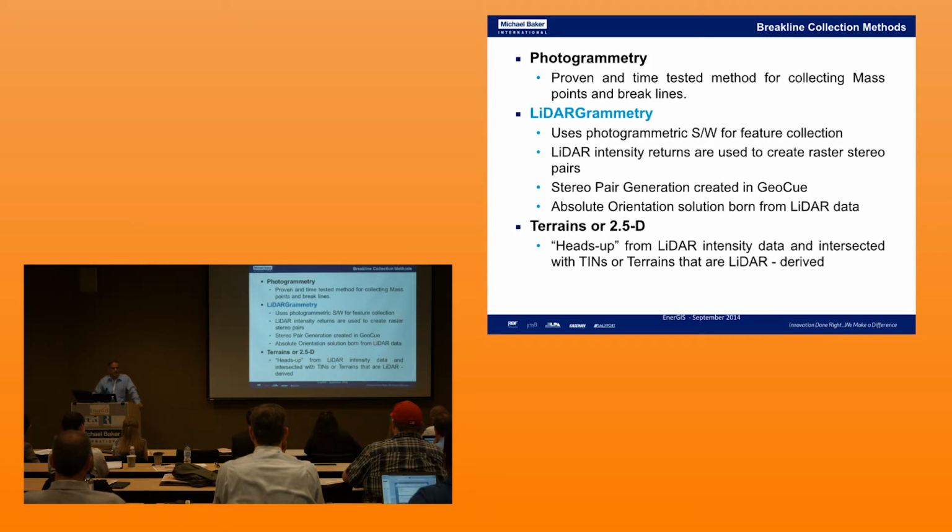So when we go to the aerial LiDAR for collection of breaklines, we use what is known as LiDARgrammetry technology, which is somewhat similar to photogrammetry. It uses the photogrammetric software for feature collection, especially the breakline collection. The LiDAR intensity returns are used to create raster stereo pairs, and the absolute orientation solution is born from the LiDAR data. In the sense, this is somewhat similar to an aerial photogrammetry project. I will talk about this LiDARgrammetry in the next slide, so just bear with me.